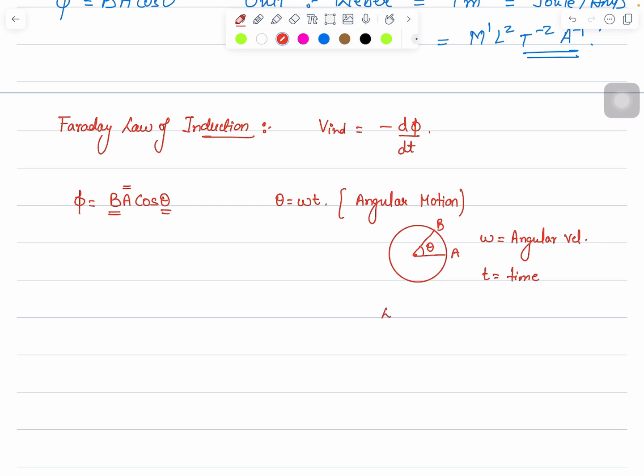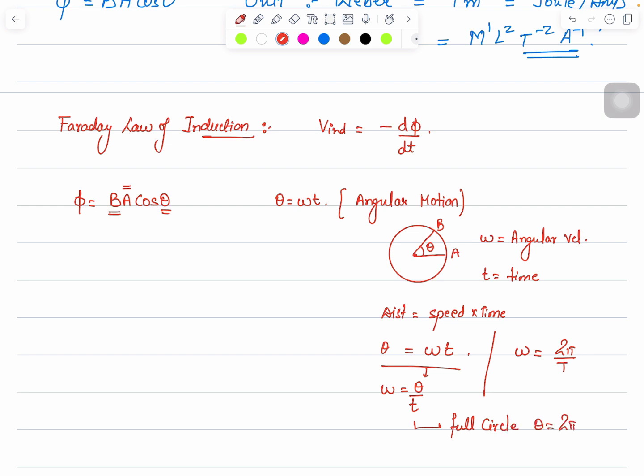So can I say distance is equal to speed multiplied by time? So what is the distance here? Your theta, which is equal to omega times t. Okay, and one more formula for omega. Omega is equal to 2 pi by t, or from this equation you can say omega is equal to theta by t. If you are solving with a full circle, then theta equals 2 pi. So you will get this formula, omega is equal to 2 pi over t.